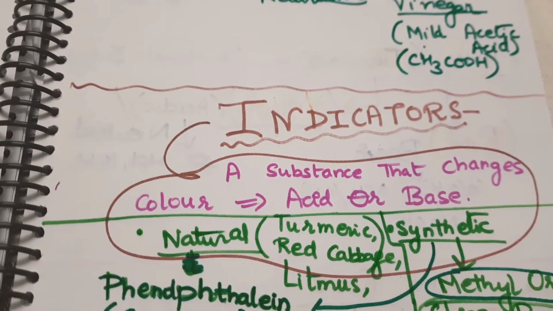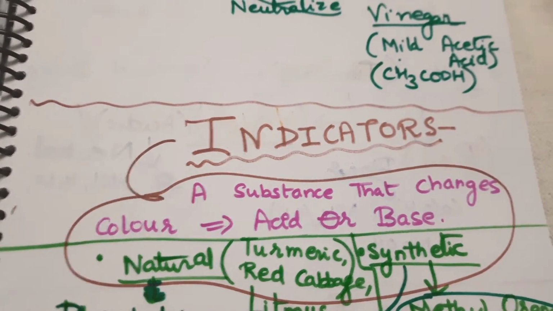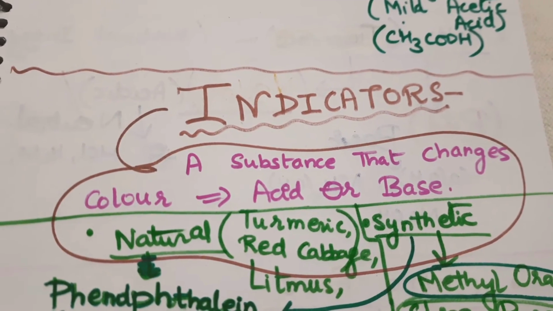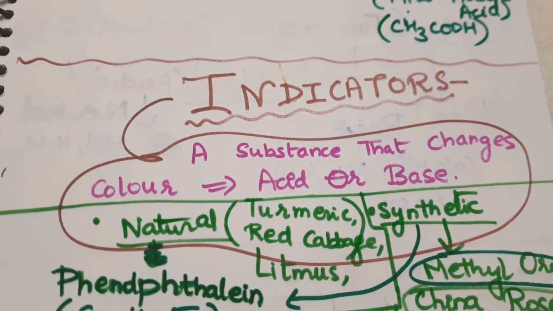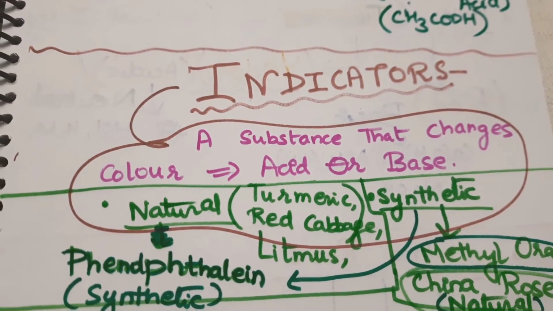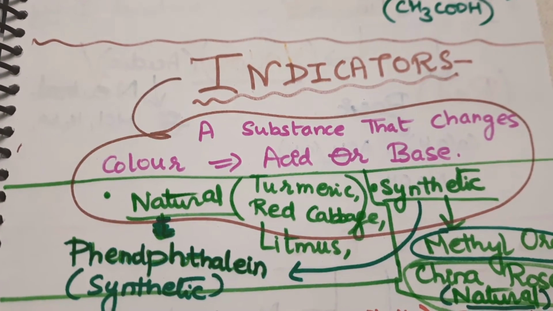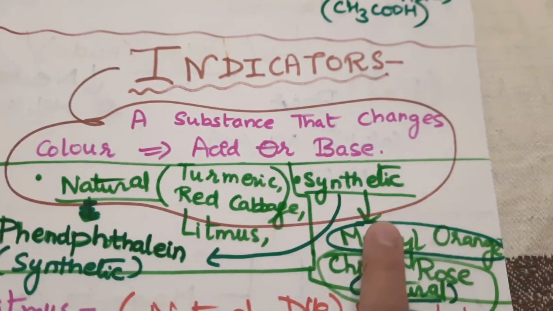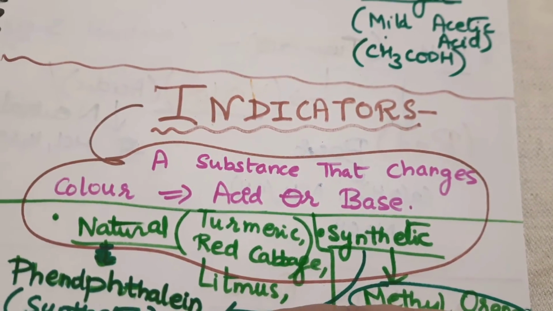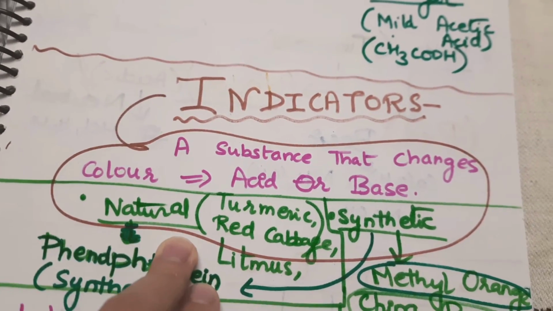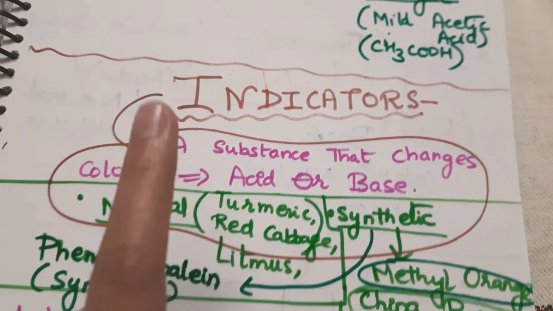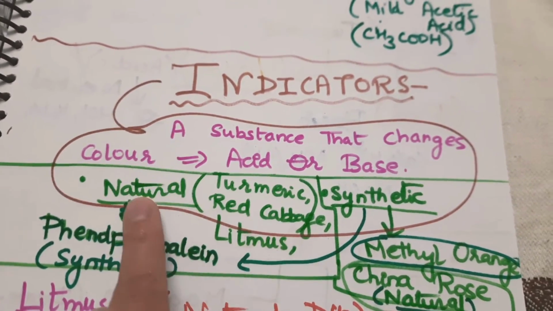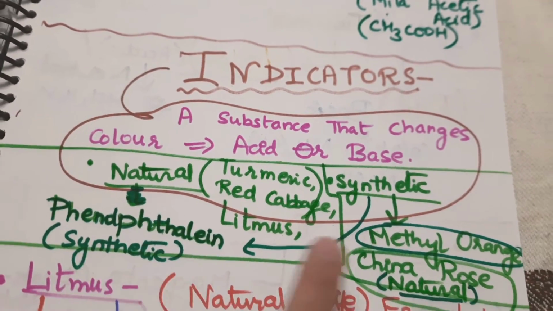Next is indicators. What is an indicator? It is a substance that changes color in acid or base. Natural indicators are turmeric, red cabbage, litmus and China rose. Synthetic indicators are of two types, phenolphthalein and methyl orange. China rose is a natural indicator. So natural indicators are turmeric, red cabbage, litmus and China rose, and the synthetic ones are phenolphthalein and methyl orange.